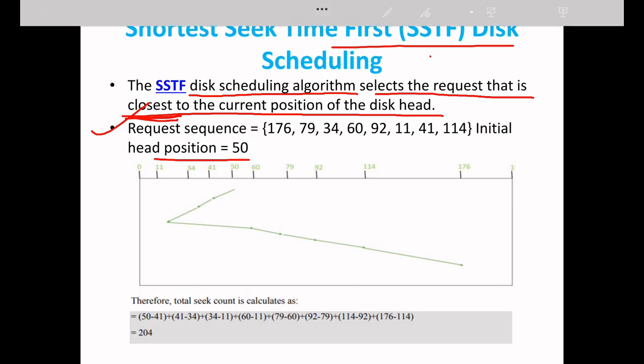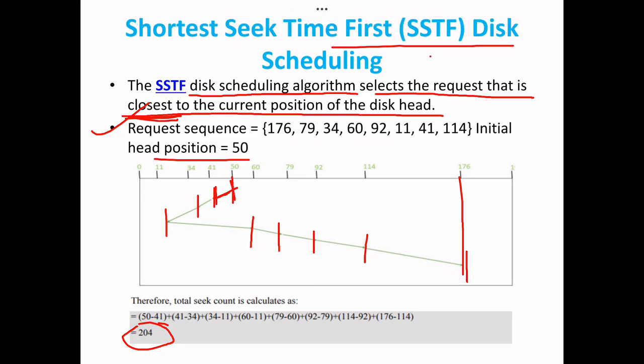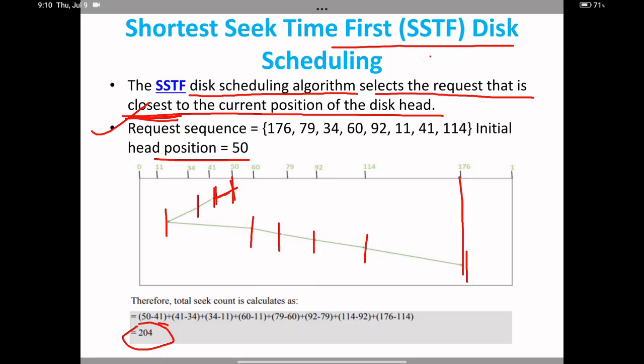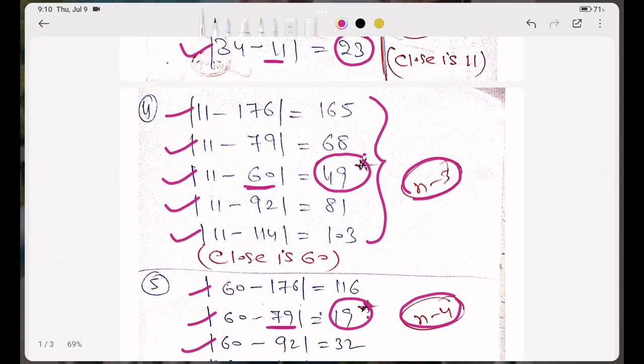So now you can see my first was 50, and next was the closest. After then the closest was this, then the next closest, next closest, and so on. At last I reached my 176. After then you will find the distance from here to here. So at last, total head movement is equal to 204. Total head movement is equal to 204. If you have any issue, you can see my first movement is equal to 41. I will check here also whether I am correct or wrong.